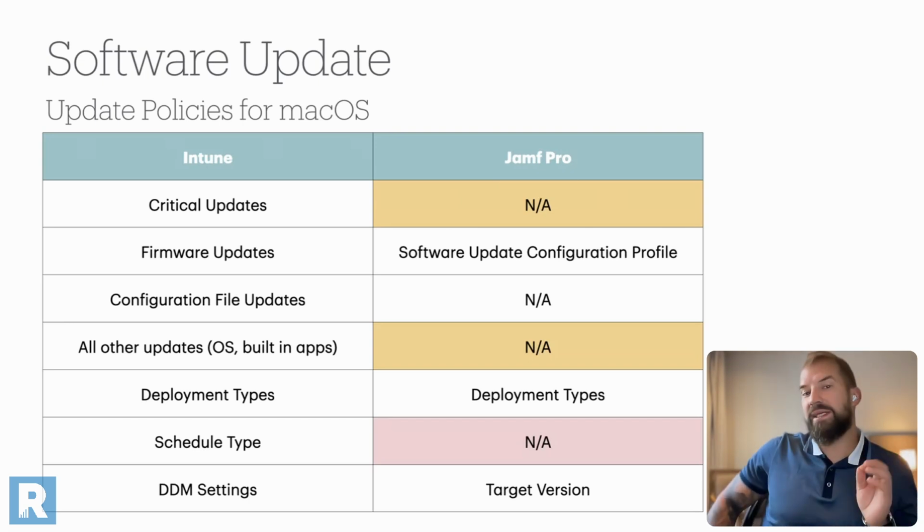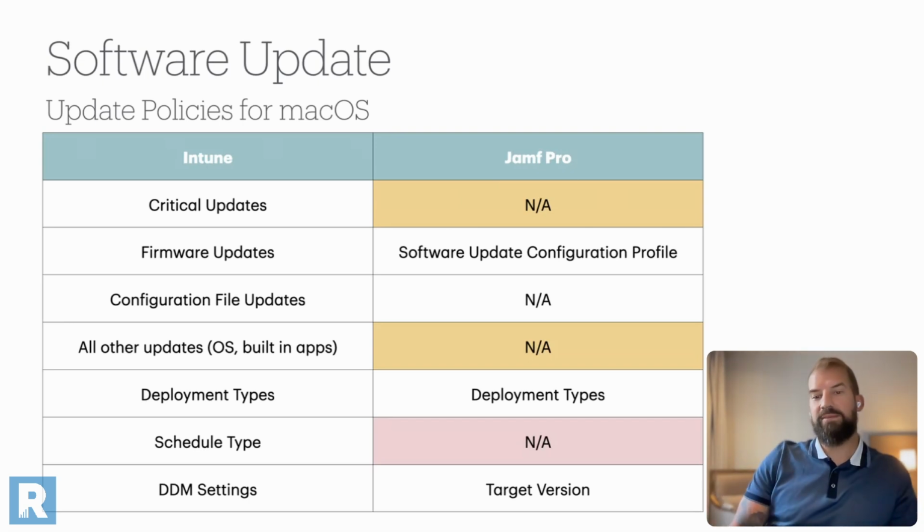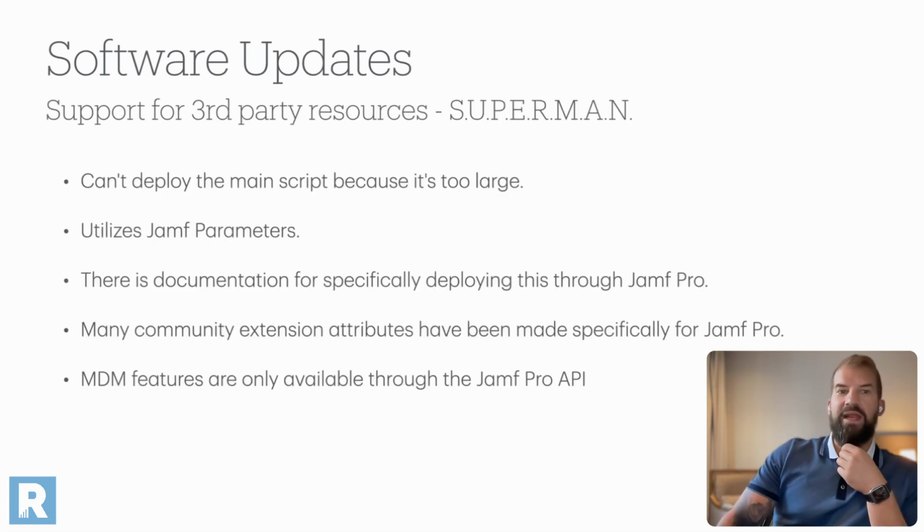I think one of the biggest things is the schedule type. This is something I wish Jamf had, because when we deploy software updates through Jamf, either using the new software update beta feature or through a mass command, it's basically like, I'm deploying it now. I can't say I want to deploy it later. But that's something you are able to do through Intune, including deploying it at certain hours and stuff like that.